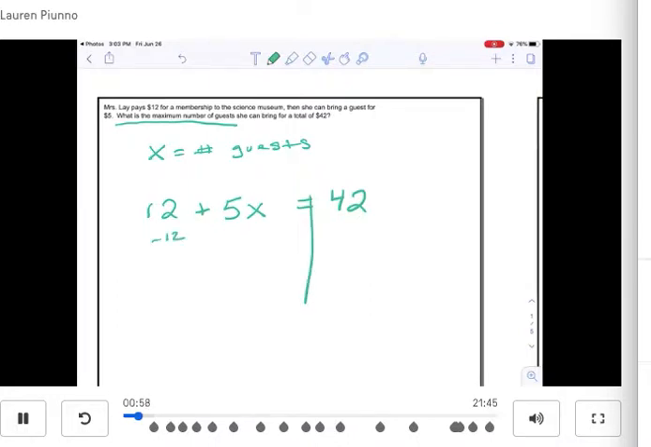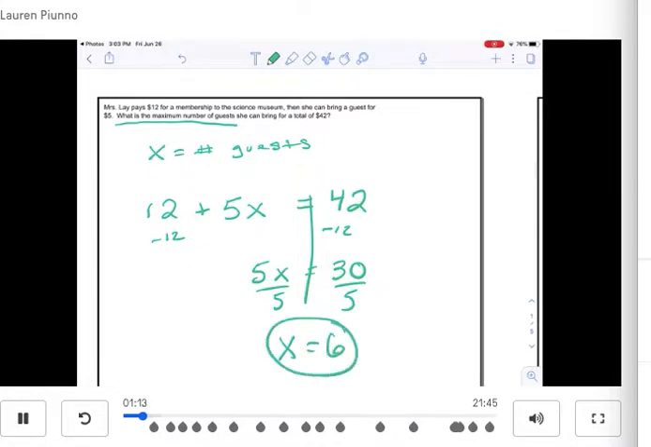We'll subtract 12 from both sides, so you get 5x is equal to 30. Divide by 5, so you get x is equal to 6. The other thing that you can always do, you can always check your work to see if you get the correct answer. If there's 6 guests and it's $5 per guest, that's in total $30. Mrs. Lay is $12, so that would be 42. So it checks out and we're good.